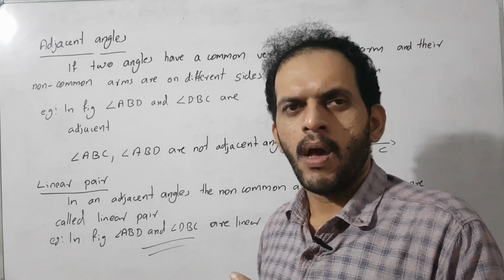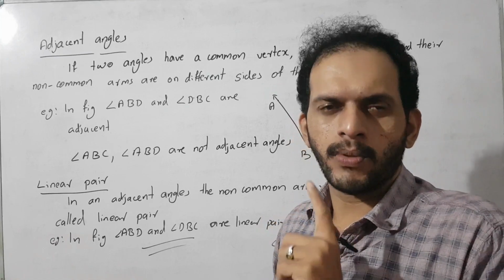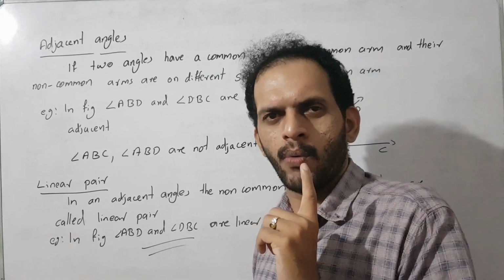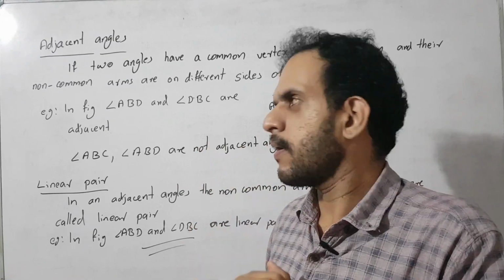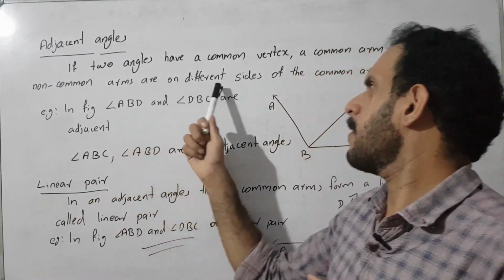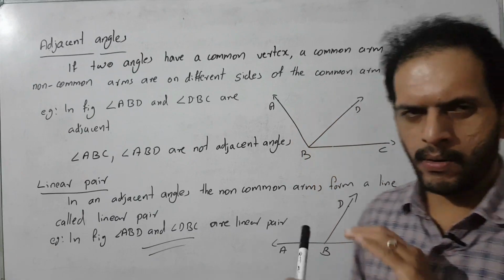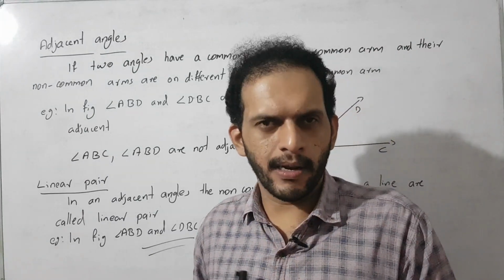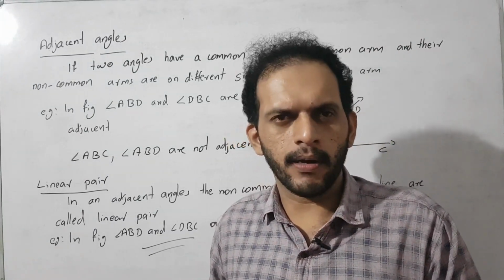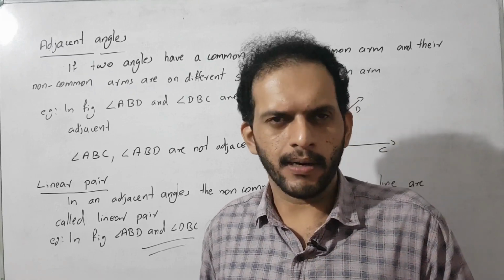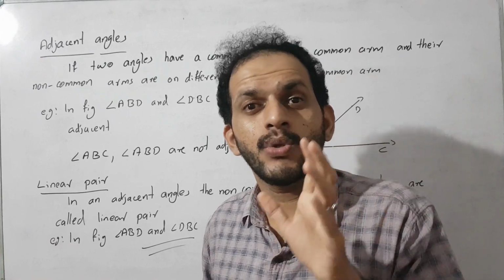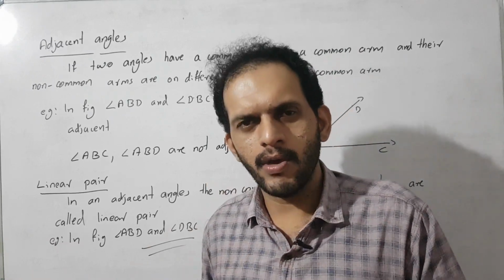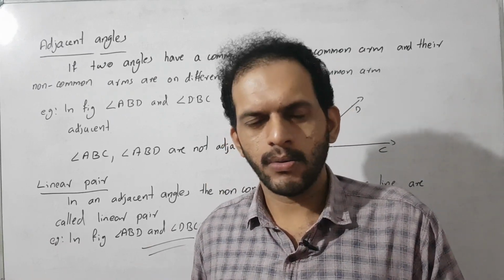മൂന്നാമത്തെ പ്രോപ്പർട്ടി എന്താണ്? നോൺ കോമൺ ആംസ്, കോമൺ അല്ലാത്ത രണ്ട് ആംസ് ഉണ്ടാവും. ആ ആംസ്, കോമൺ അല്ലാത്ത ആംസ് എത്ര ഉണ്ടോ അതെല്ലാം എന്തായിരിക്കണം? Are on different side of the common arm. കോമൺ ആമിൻ്റെ രണ്ട് സൈഡിലായിരിക്കണം. രണ്ടും ഒരേ സൈഡിലാകാൻ പാടില്ല. രണ്ടും രണ്ട് സൈഡിലായിരിക്കണം. If any two angles satisfy these 3 properties, then only we call them as adjacent angles.